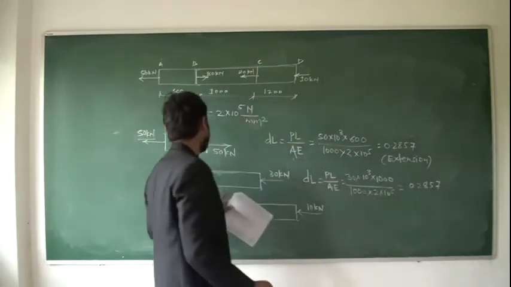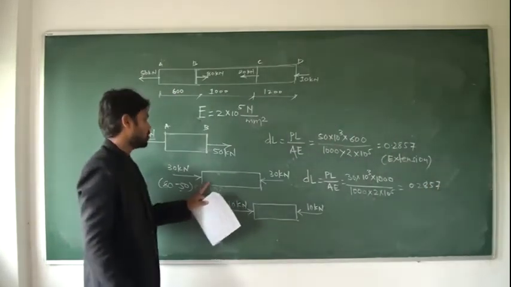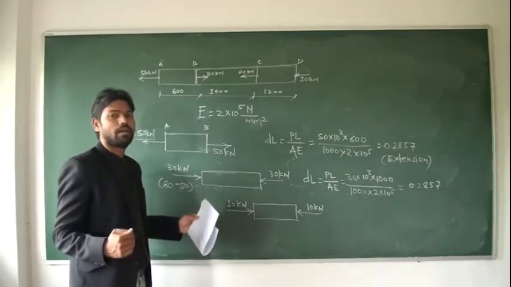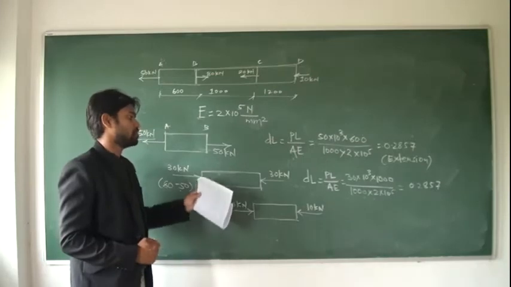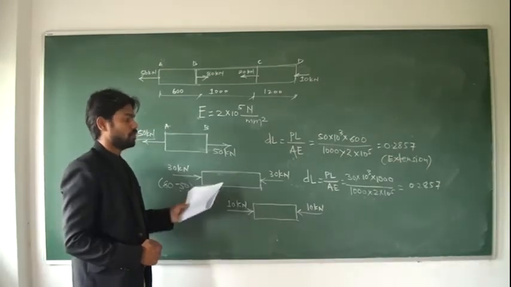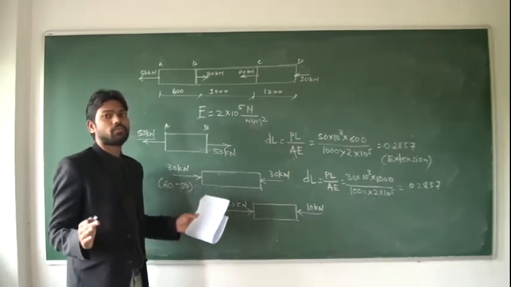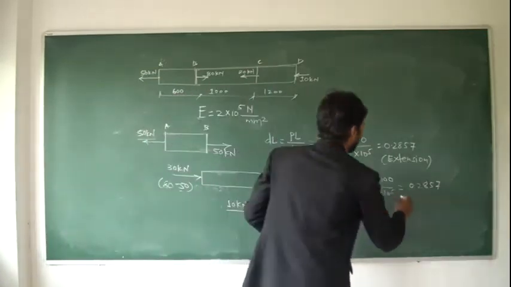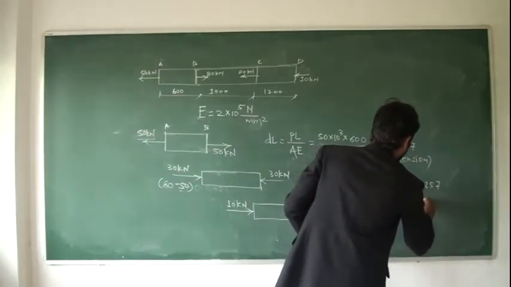Now see the nature of force over here. This part is subjected to compressive force. On both sides there are equal and opposite pushes, so it is subjected to compression. As there is compression, the bar will shorten. It will not elongate. There will be a contraction. So this is contraction, not elongation.